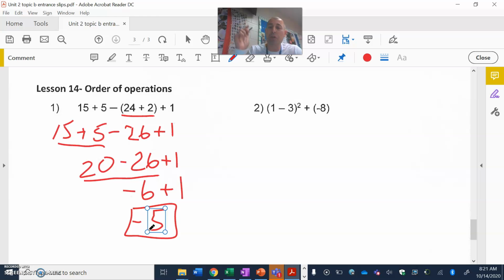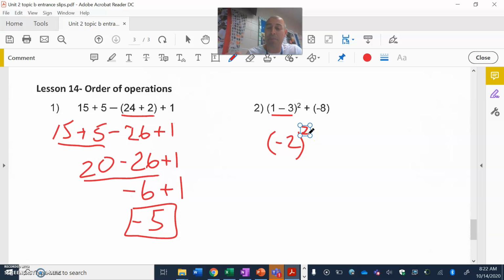Okay, so question 2 is more of what we're going to be after here today. So again, parentheses, yes. I'll work left to right here. 1 minus 3 is -2. Now, I wouldn't get rid of your parentheses here, because we still have to deal with this exponent. So keep that in mind. Don't dump your parentheses until you're pretty much completely done.